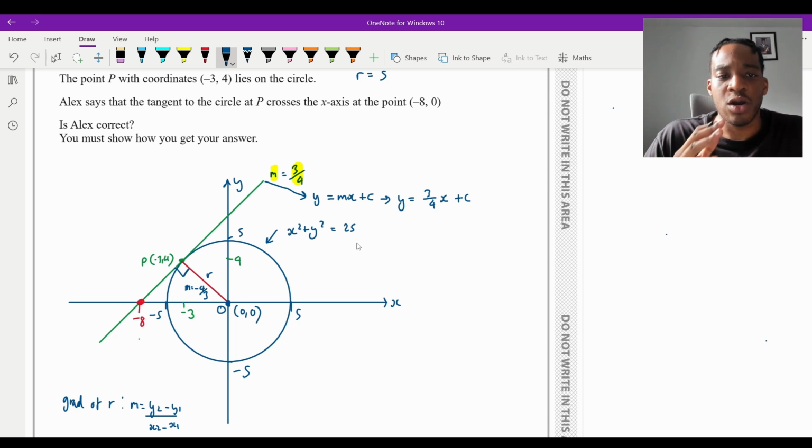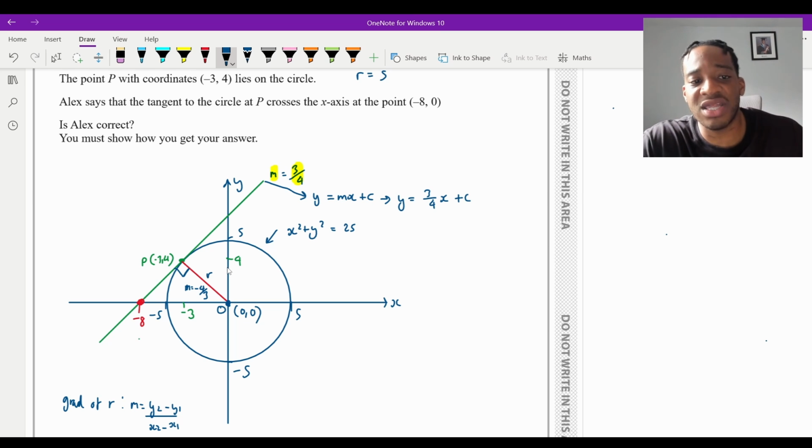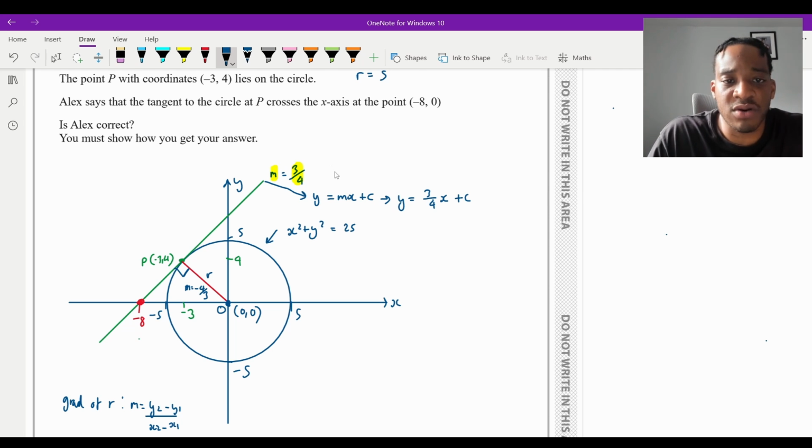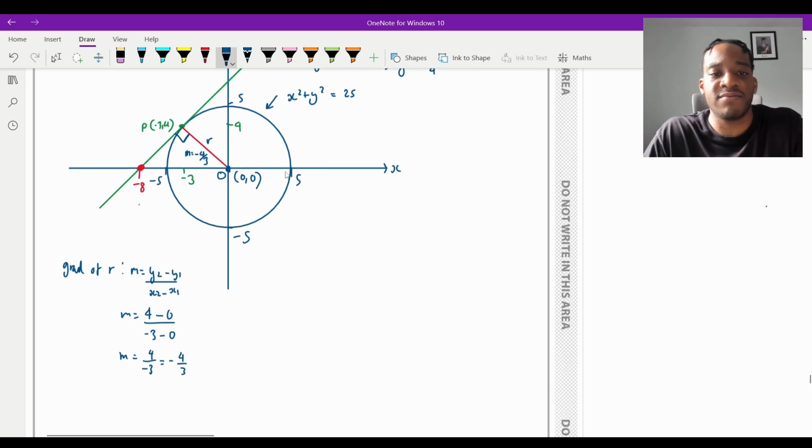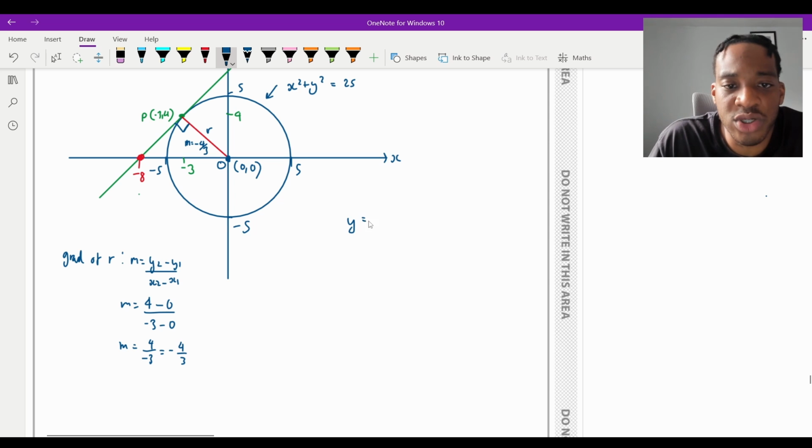How do we get c? Well, remember, when you're doing the equations of lines, if you have the gradient and you're looking for c and you know a point that it passes through, you just substitute those values in. If you look at the picture, we can see that the point P, which is (-3, 4), passes through the line, the tangent that we're looking for. So I'm going to say that this is the tangent line, y equals 3/4 x plus c, and I know that the point P (-3, 4) passes through.